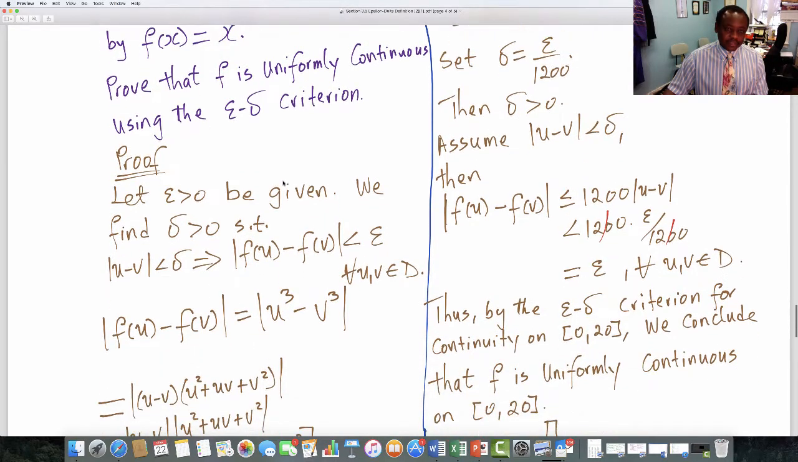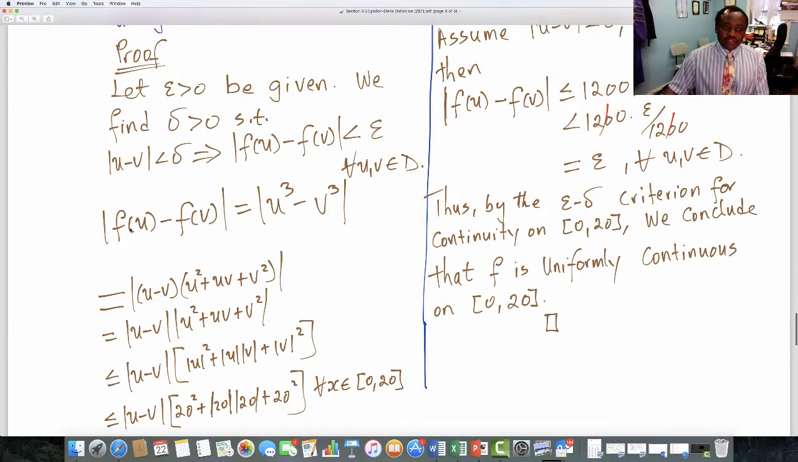Proof. We're going to follow the exact same strategy we used to prove the Epsilon-Delta Criterion for continuity. Let epsilon greater than 0 be given. We find delta greater than 0 such that whenever this inequality holds, then this inequality would also hold. We start off with this inequality so we can have an idea on how to define our delta.